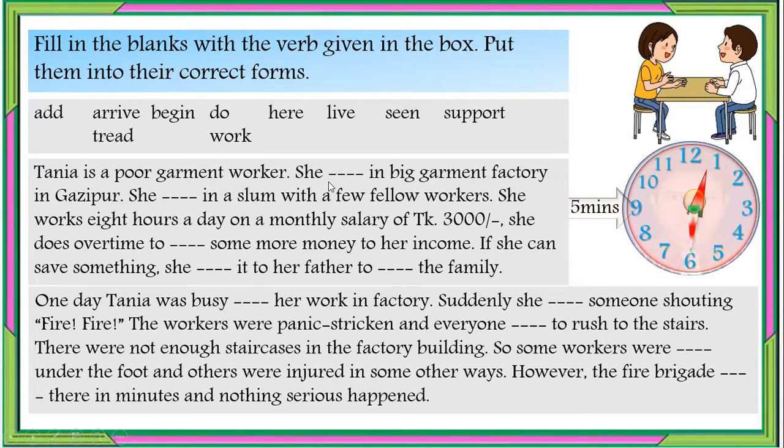Tanya is a poor garment worker. She ___ in a big garment factory in Gazipur. She ___ in a slum with a few fellow workers. She works 8 hours a day on a monthly salary of Taka 3,000. She does overtime to ___ some more money to her income. If she can save something, she ___ it to her father to ___ the family.